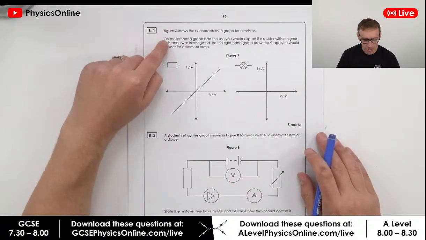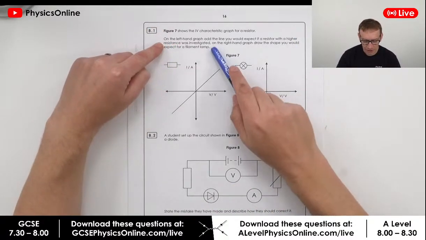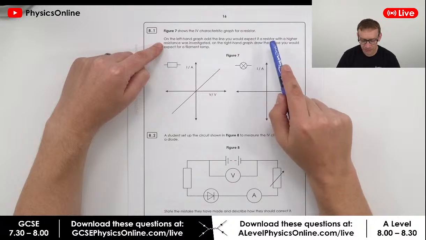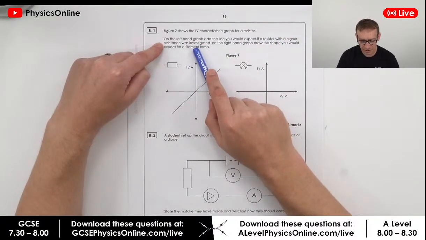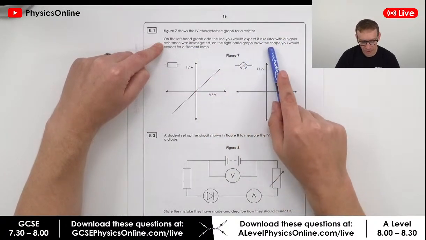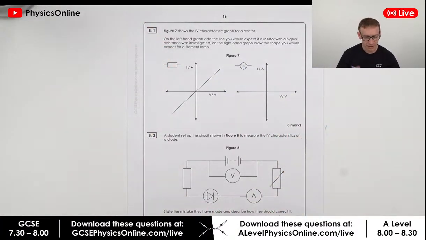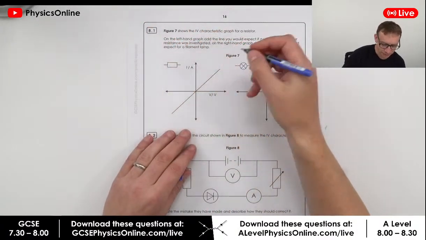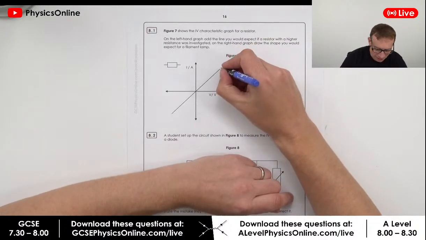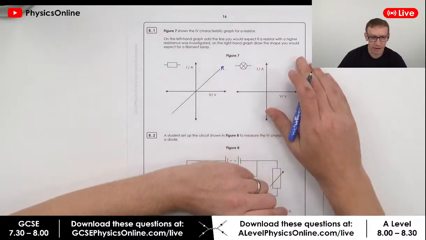Right, so on the left-hand graph, add the line you'd expect if a resistor with a higher resistance was investigated. And on the right-hand graph, draw the shape you'd expect for a filament lamp. Okay, so the first thing is we want to have a resistor. Let's just say that this resistor here has a resistance of R.